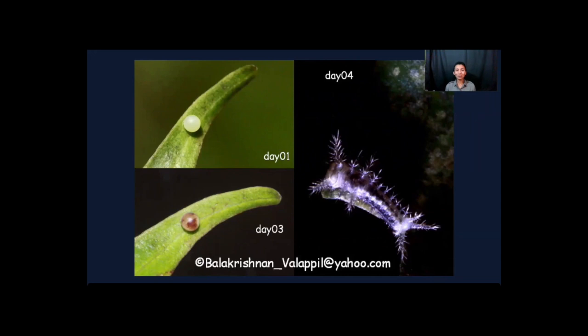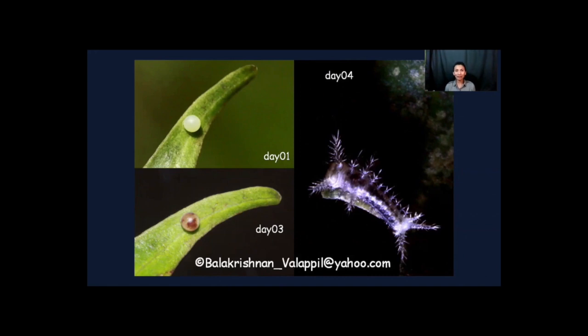This was documented by Mr. Balakrishnan of Kerala. He has meticulously also written down each day on which he saw these different stages. So the first day when he saw the egg being laid, it was a perfect round, a pearl white little egg. On day 3, it turned to a little brown stains, and on day 4, the caterpillar hatched.